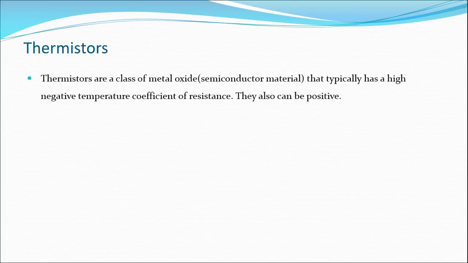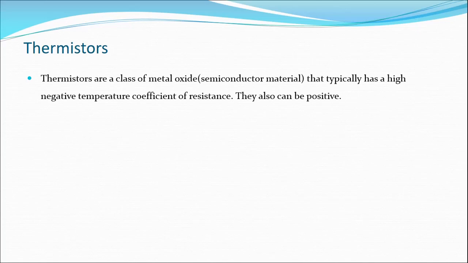So first of all, just take a look. What do you mean by thermistor basically? It came from the words thermal and resistor. That's why it's known as a thermistor. The name is usually applied to metal oxide sensors. It can be a semiconductor material and they typically have a high negative temperature coefficient of resistance. But they are also available in positive.